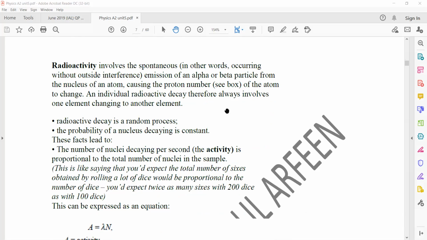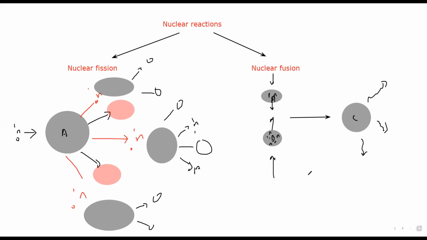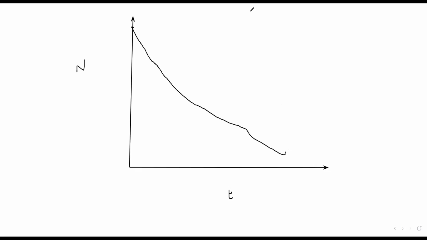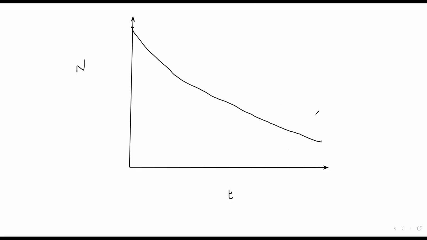And radioactivity is the random or spontaneous disintegration of the nucleus. It is a random process. And if we sketch a graph for the number of radioactive nuclei with respect to time, it's an exponential change. So if we have number of nuclei and the time, in the beginning we have the maximum, and with the passage of time it is decreasing. So exponential change is there for the number of radioactive atoms present.